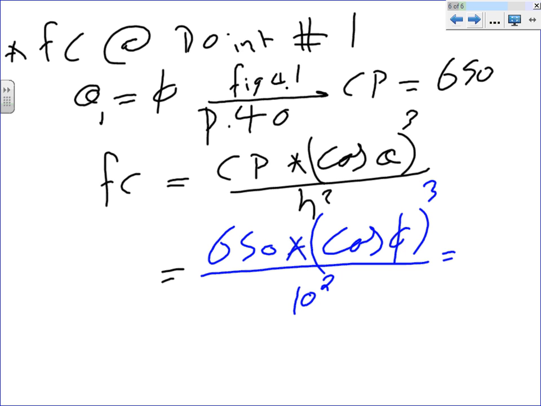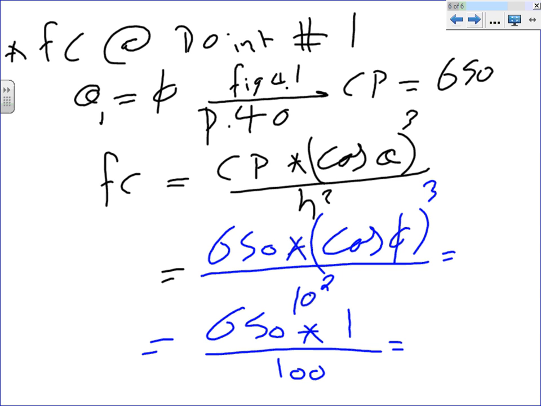Okay, so if you do the math on this one, 650 times, I'm going to test you on a trick. Cosine 0 is 1, right? If you don't believe me, use a calculator. Cosine 0 is always 1. So 1 divided by 100. Could you please give me the answer? That's easy. That's 6.5 foot candle. So right underneath the fixture, you have a 6.5 foot candle.